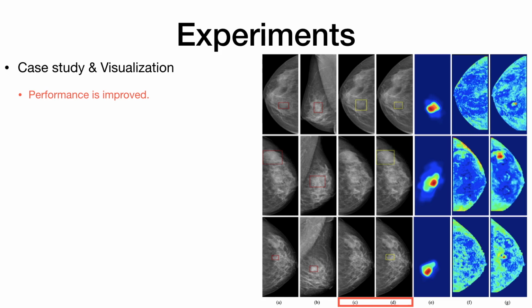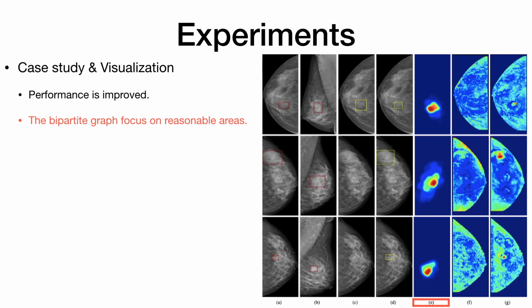As shown in the right figure, each row shows a case. Columns A to B refer to the examining view and its auxiliary view with annotations. Columns C to D indicate detection results by Mass RCNN and the proposed method. We can see our method is better.